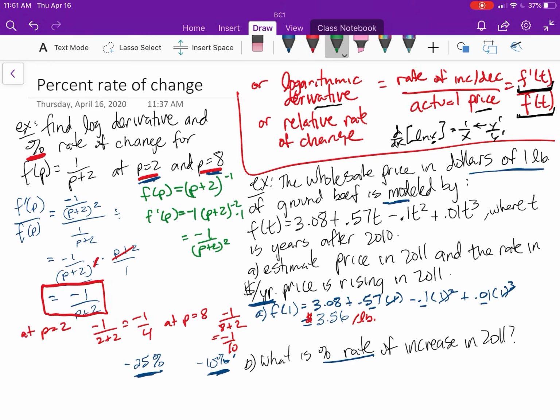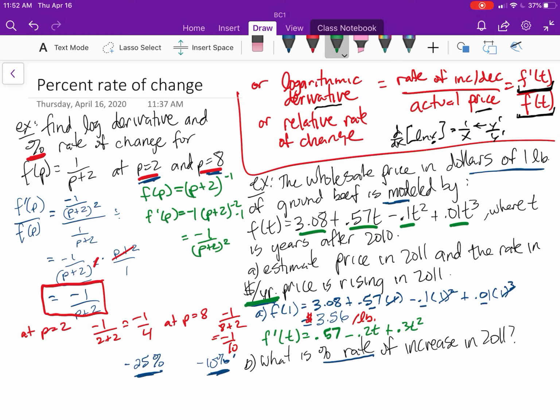Okay, now the second part of part A, the rate. So the rate just means derivative. So let's go ahead and do the derivative. So we'd get derivative of a constant, 0. Derivative of 0.57t is 0.57. Negative 0.1t squared is negative 0.2t. And then 0.01t to the third is 0.03t squared. But then we need to plug in 1.